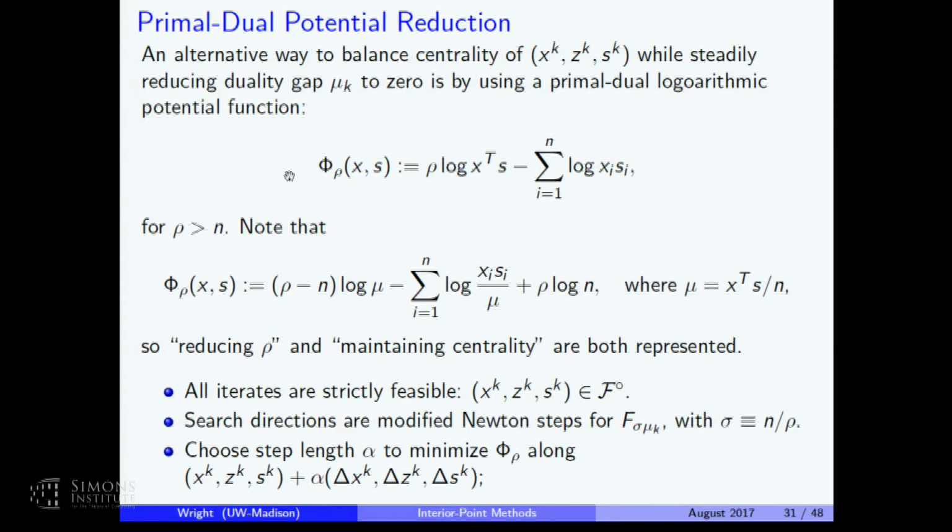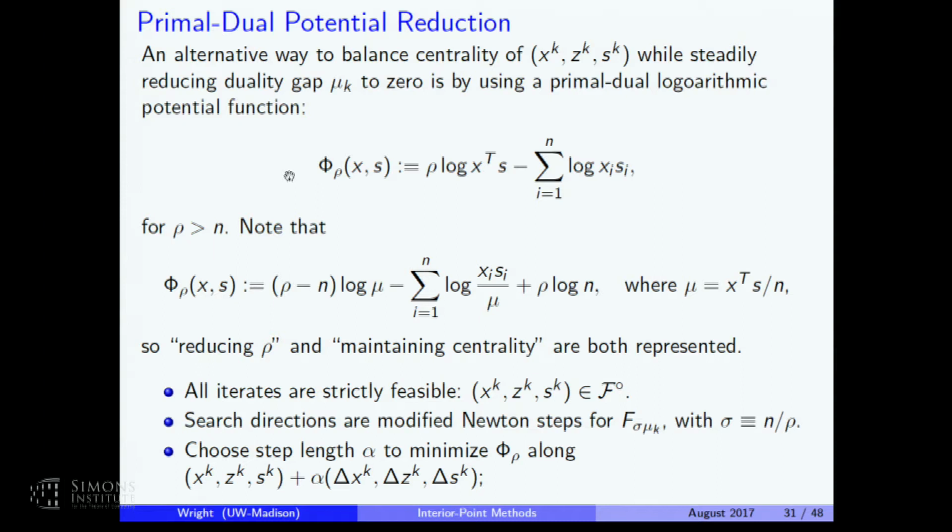So modulo this constant, you'll see there are two terms here, and this one penalizes it where the xi-si is much smaller than mu. So if one of the xi-si's is much smaller than the average, this is going to be a tiny number close to 0, which means its negative log is going to be a big number. So you're going to pay a penalty for that. And then the first term, because rho is greater than n, is something that you're going to want to drive to minus infinity, because you want to drive mu to 0. So again, you see this balance between trying to stay central by keeping the xi-si's close to mu, but at the same time trying to drive the mu to minus infinity. So it's got the same kind of motivation as we've been talking about already.